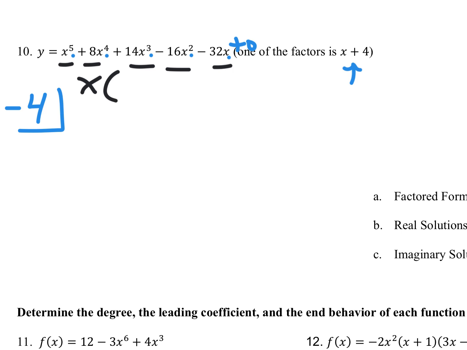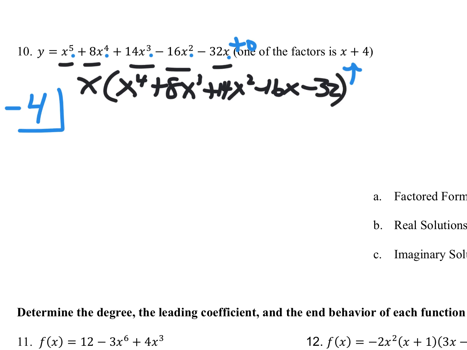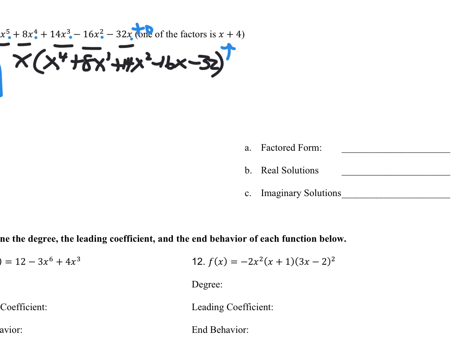Because now it's not x to the 5th anymore, it's x to the 4th. Plus 8x to the 3rd. Plus 14x to the 2nd. Minus 16x minus 32. And now it doesn't need any placeholders. But it's really common for a kid to factor out the x and then forget that that's there at the very beginning. It's the first factor was an x.